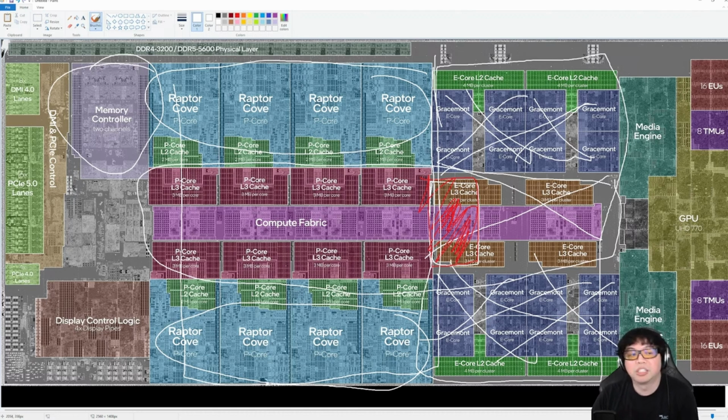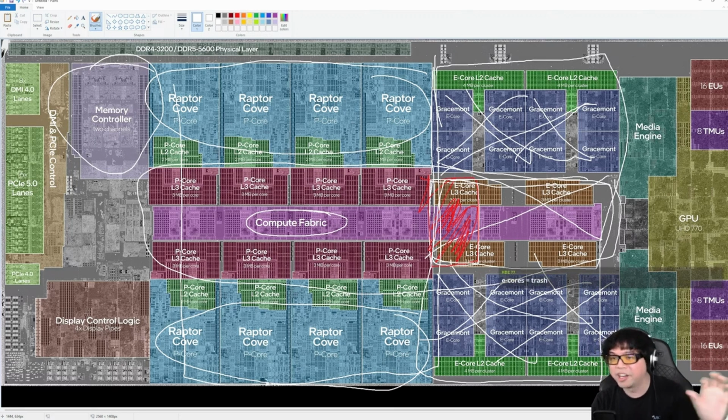So that, to me, indicates that they have a faulty section of the L3. It could be the L3 cache in the E-core, but I don't really think it's the cache. I'm more inclined to believe that something in the compute fabric is defective, has failed. And the other thing to keep in mind is this is the middlemost section of the CPU. So this is where the hottest temperatures could occur, if not on the Raptor Coves themselves, because those are the ones running at the higher frequency.